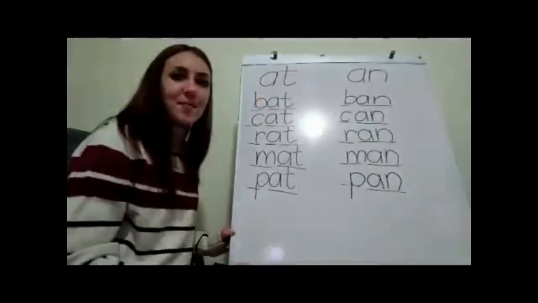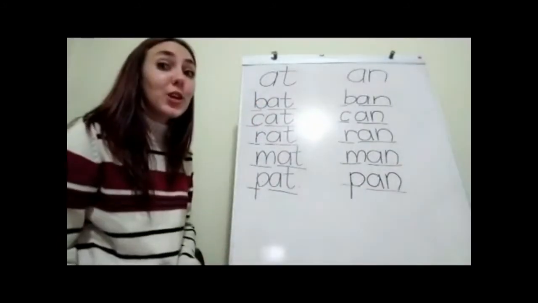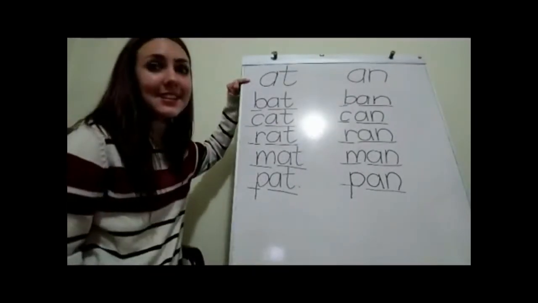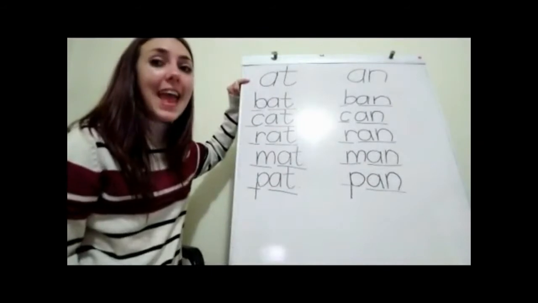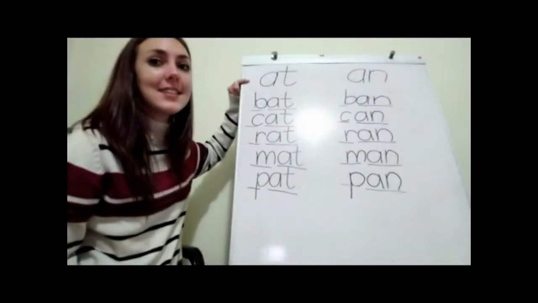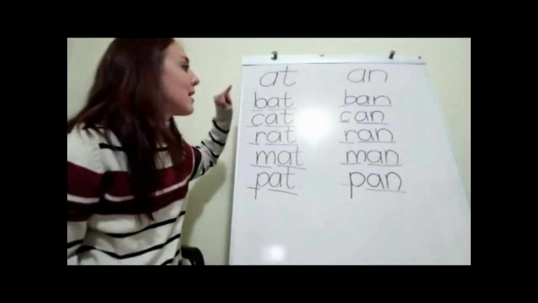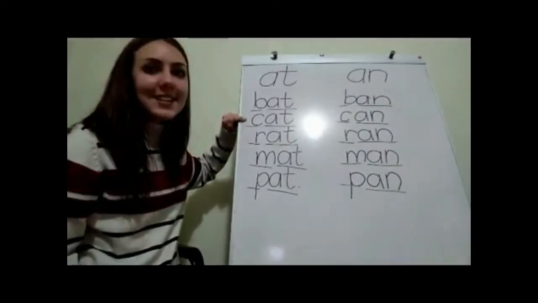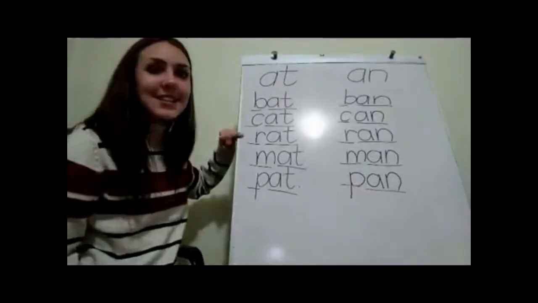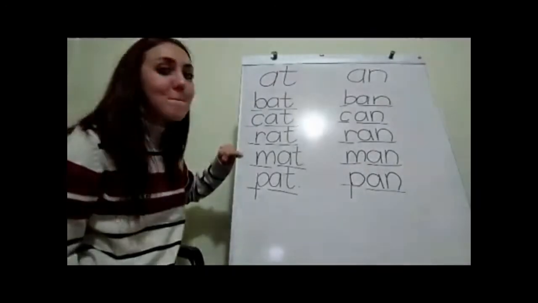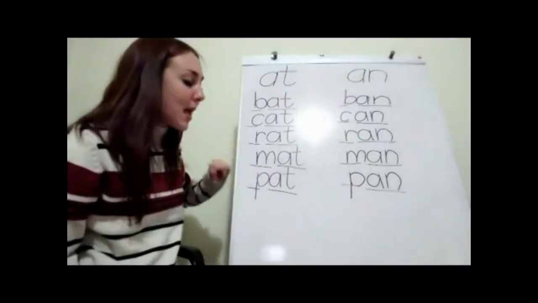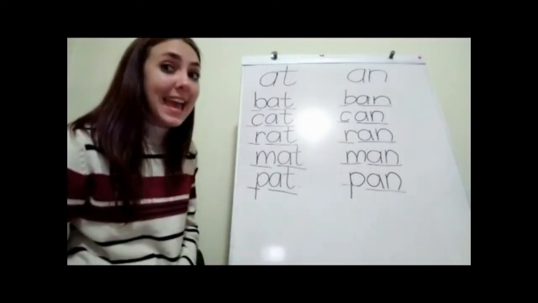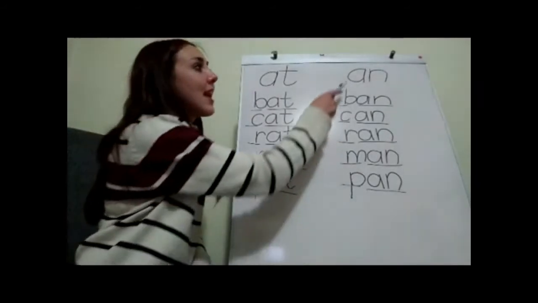P-an, pan. So let's read the words in their word families. At. Everybody say it together. At, at, at. Let's read the words. Bat, bat, bat. Cat, cat, cat. Rat, rat, rat. Mat, mat, mat. Pat, pat, pat.